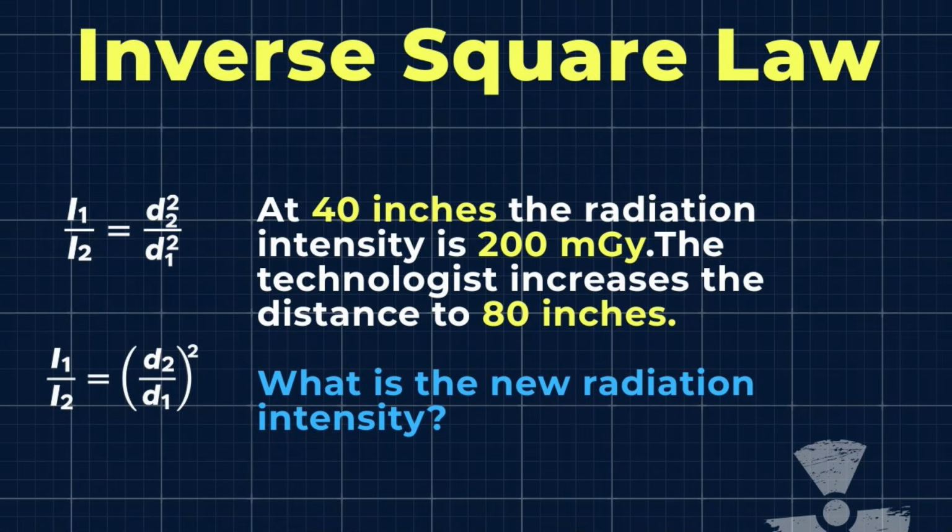All right, let's try an example. At 40 inches, the radiation intensity is 200 milligrays. The technologist increases the distance to 80 inches. Using the inverse square law, what is the new radiation intensity? Remember, the new intensity should be 1/4 as strong. So if you did the math using this formula, it would look like this.